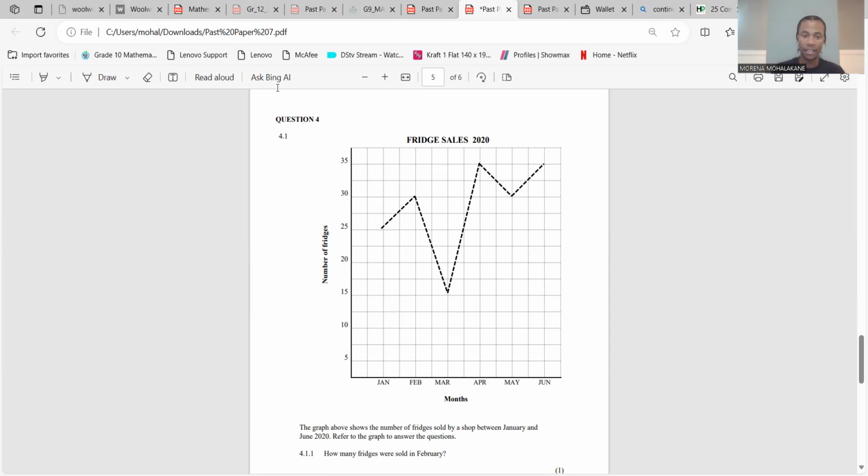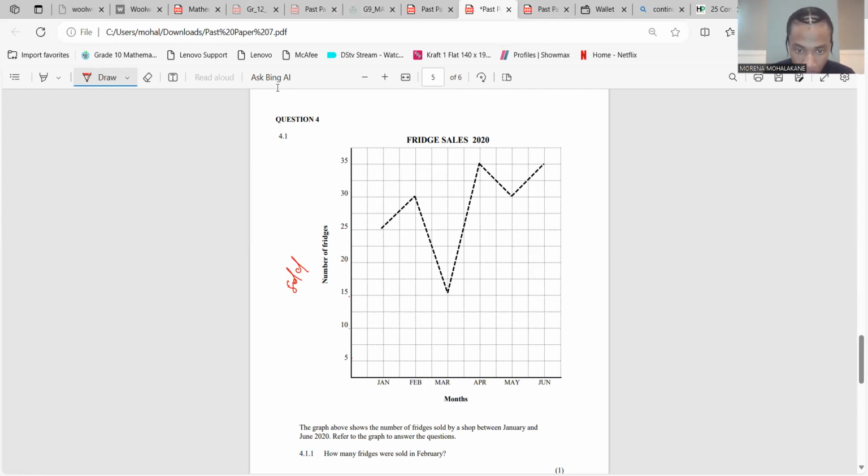So looking at the graph, these are the number of fridges they've sold, right? Here's the value. Here's 5, here's 10, 15, 20. So they've never sold less than 5 fridges. People are buying the fridge. So first question is, how many fridges were sold in February?